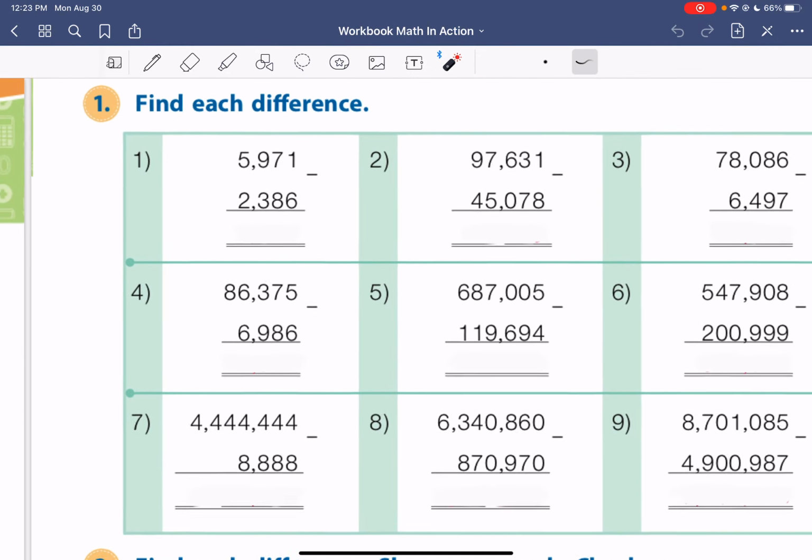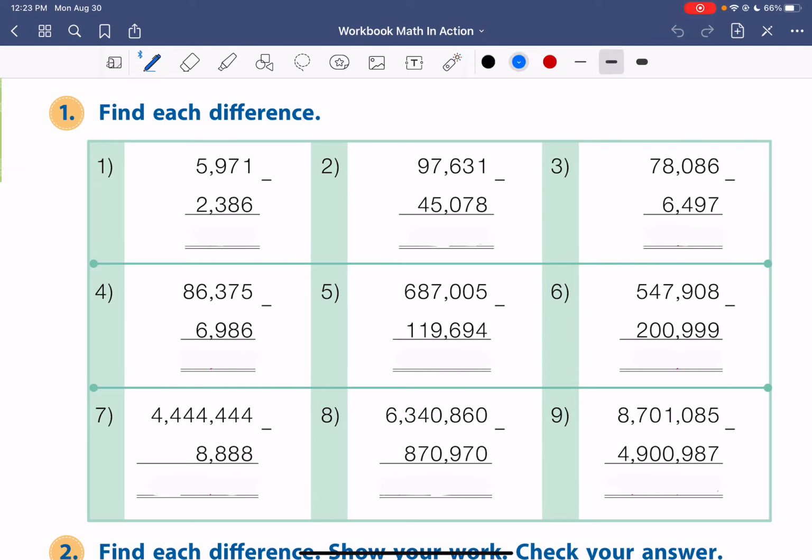Okay, so we're going to start with number 1. So find each difference. When we see the word difference, remember, difference equals minus. Subtraction. All right, so we're going to borrow.